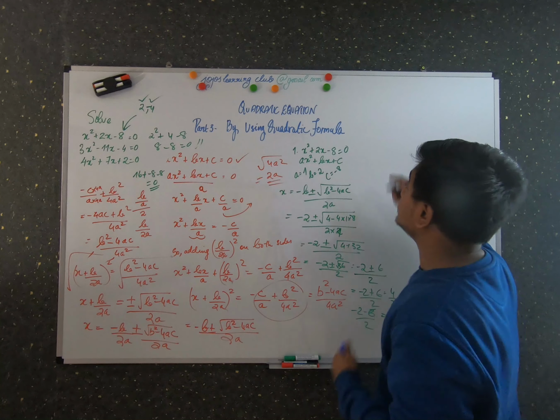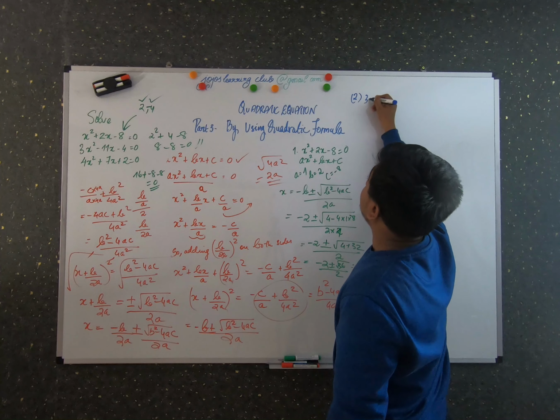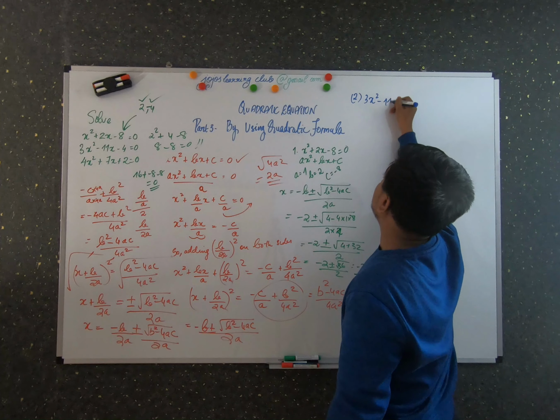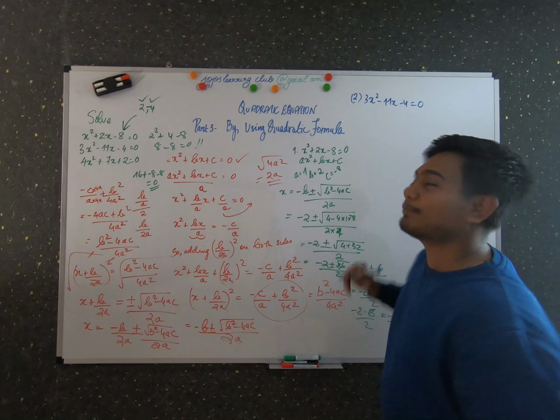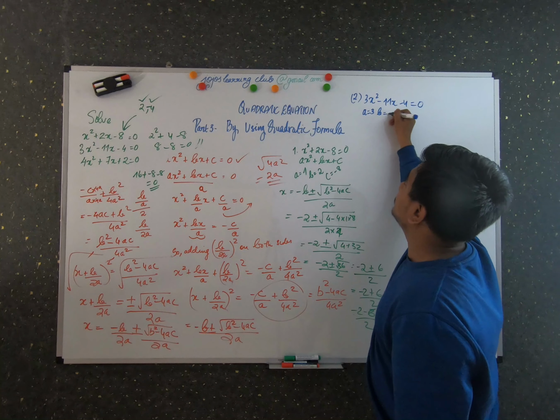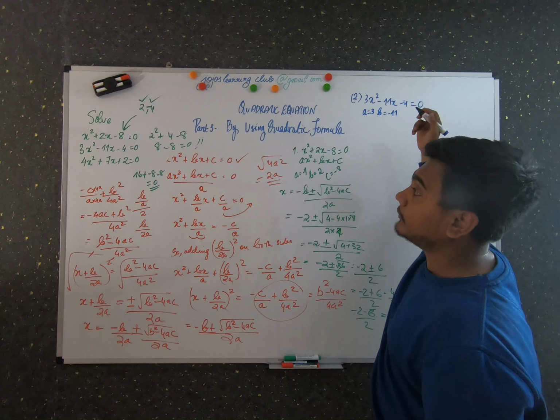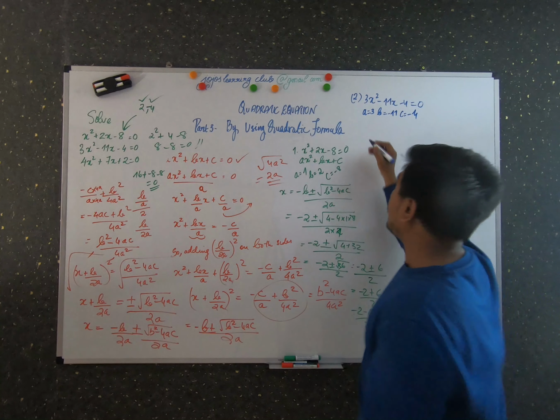I'm going to do the next problem, problem B: 3x² − 11x − 4 = 0. So this is our second problem. What is the value of a here? a is 3, b is −11 and c is −4. Okay, what is our formula?